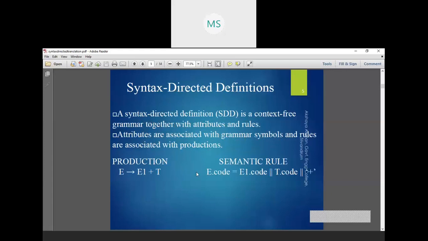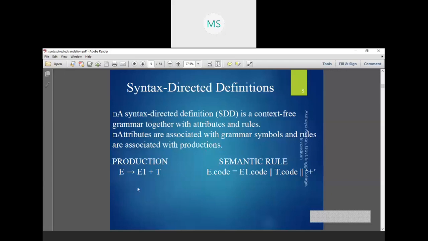Okay, let me start. What is syntax directed definition? The clear idea about the definition. The syntax directed definition is a context-free grammar together with attributes and rules. It has both attributes and rules. The attributes are associated with the grammar symbol and rules are associated with the production.